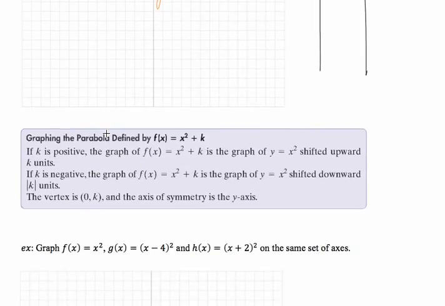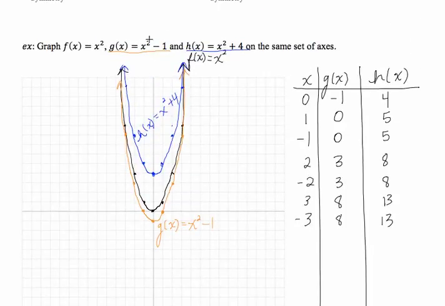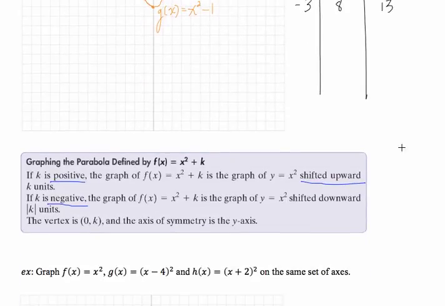Okay, and here it is right here. If you have f of x equals x squared plus some number, now plus some number k. If k is positive, then the graph of f of x equals x squared plus k is the same as the graph of f of x equals x squared, but it's shifted up k units. So the important part here is if k is positive, it's shifted upwards k units. If k is negative, for example, with the -1 here, that would be a negative k, then the graph is shifted downwards k units.